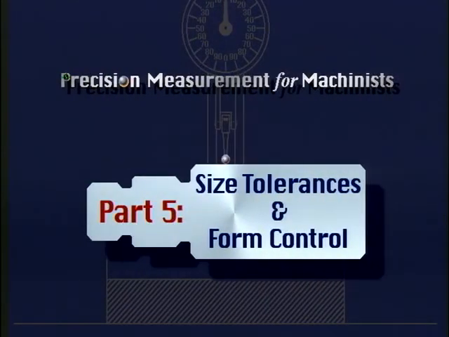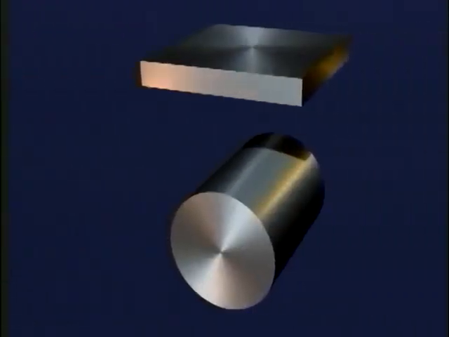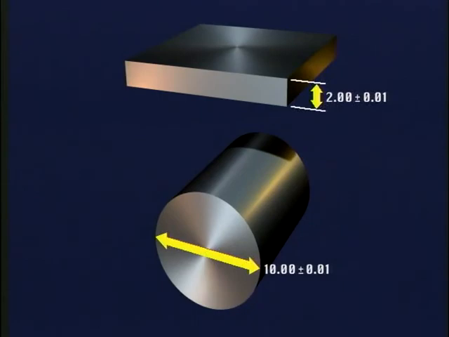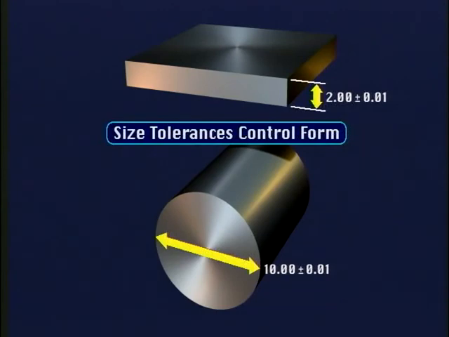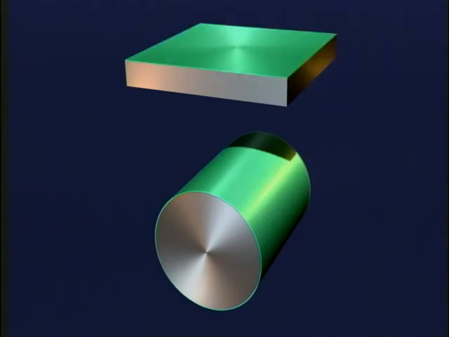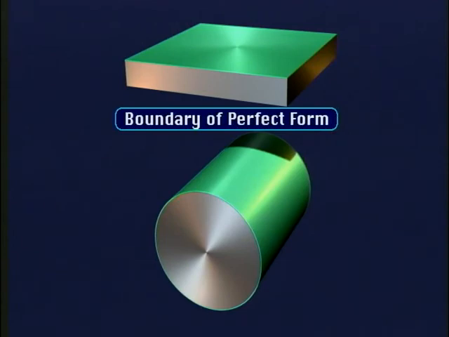Part 5. Size tolerances and form control. Under geometric dimensioning and tolerancing, size tolerances apply along the entire length or width of the feature being controlled. Because of this, size tolerances also control the form of part features. The size tolerance of this cylindrical feature, for example, as well as the flat surface, forms a boundary called the boundary of perfect form, or the perfect form boundary.